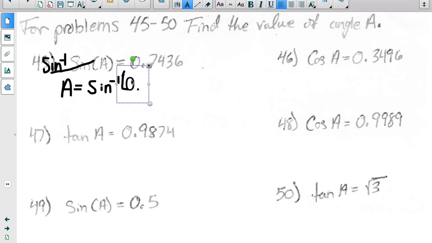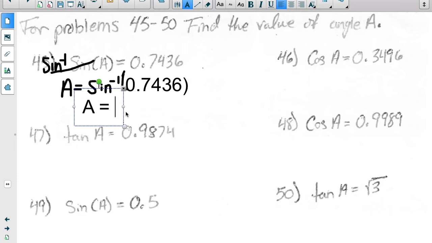So we'd have sine inverse of 0.7436. And to get the value of A, we would just type in sine inverse of 0.7436. And if we take sine inverse of that, we get 48.038, so 48.04 or 48.03, either one of those is our answer. Which means on any of these here, we're just taking the inverse.